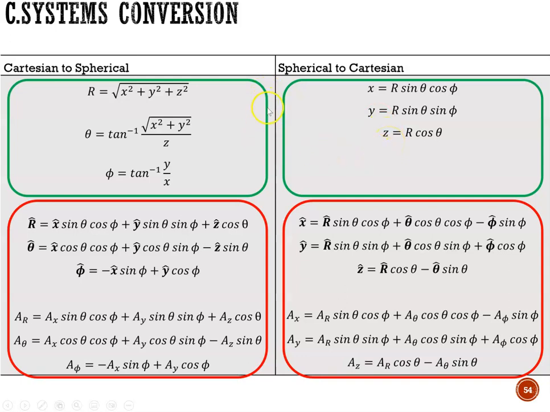So the one in the green boxes here is when you want to change the coordinates. And then the one in the red boxes here is when you want to change the vector components. You see here that you're trying to change to spherical, so that's why you have A_R, A_theta, and A_phi. And the one over here, because you are trying to change it from spherical to Cartesian, that's why you are trying to get A_x, A_y, and A_z.